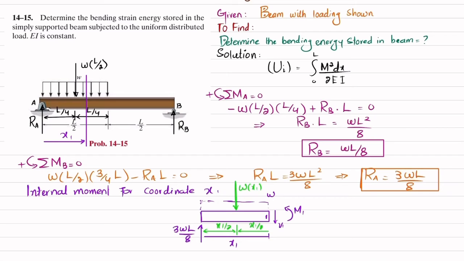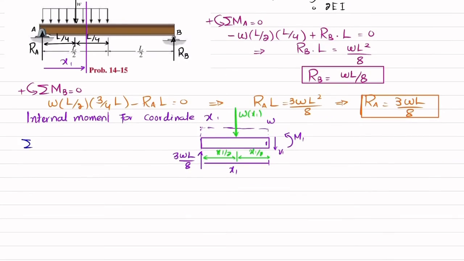Now we'll find this moment by using the equation of equilibrium. So what will be that equation? The sum of all moments about point 1 is equal to 0, taking the counterclockwise moment as positive. So about this point, the first moment will be this W into x1, and the perpendicular distance is x1 by 2, and this is producing a counterclockwise moment, so it will be positive. So I will write W into x1, and the perpendicular distance is x1 by 2.